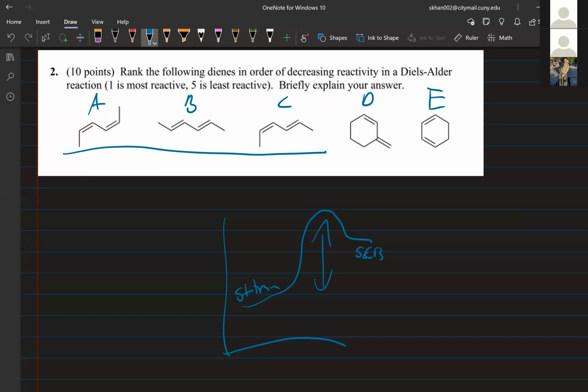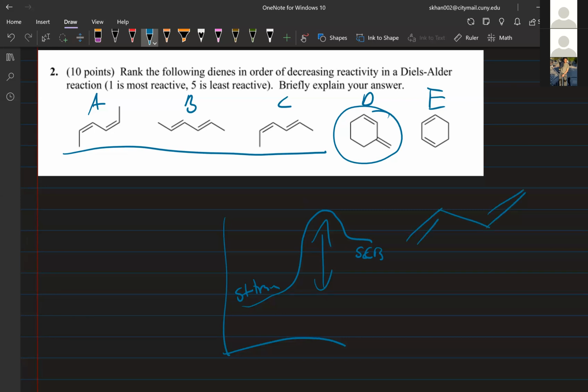Right, so D, if you notice, it's an S-trans diene, but it's locked into S-trans, because the diene is part of a ring. So there's a 6-membered ring and then the other alkene is sticking out of it, right? So the only way you could make this S-cis would be having to break a bond, and that requires way too much energy. So this is basically conformationally locked into an S-trans position. So it will never be reactive towards a Diels-Alder reaction because it can never reach S-cis.